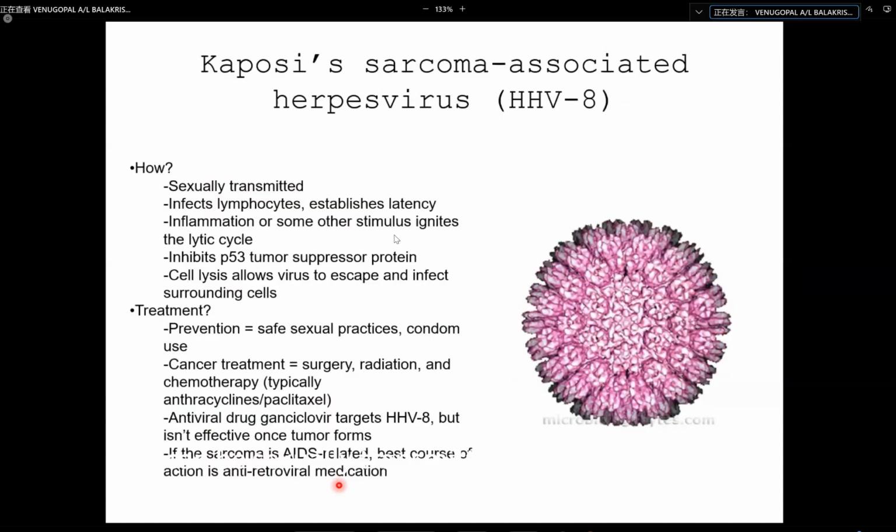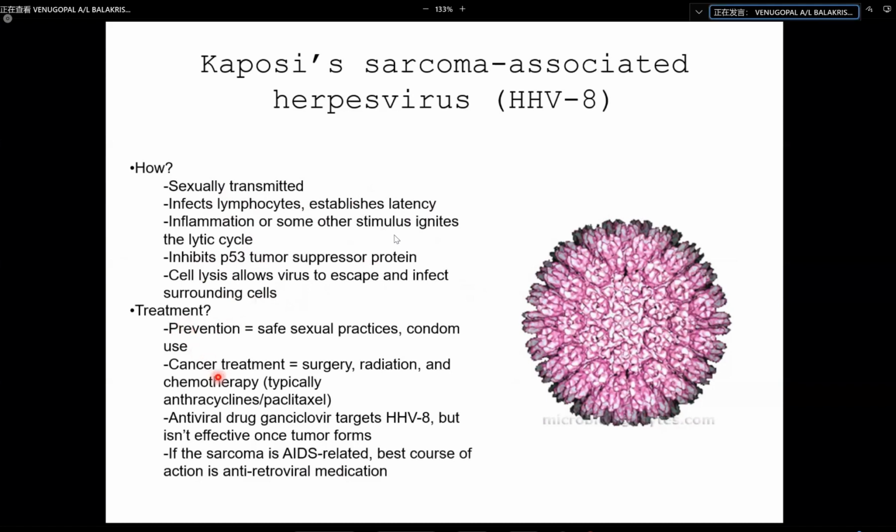Okay? It can be sexually transmitted. It infects lymphocytes and establishes latency; inflammation or some other stimulus ignites the lytic cycle. And this one also inhibits p53, like HPV. Cell lysis allows the virus to escape and infect the surrounding cells. This one produces the virus in the cell, and when the cell lyses, it goes and infects other cells.